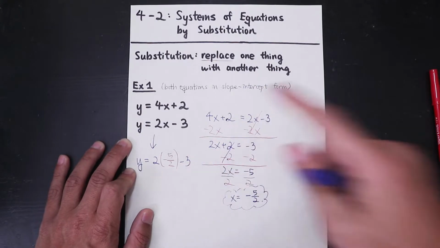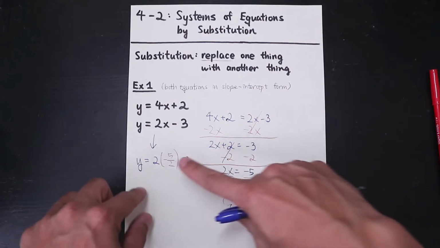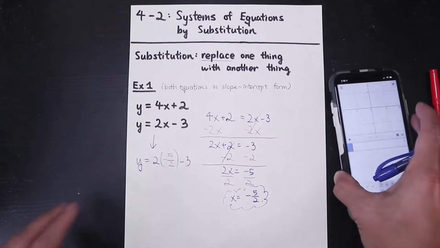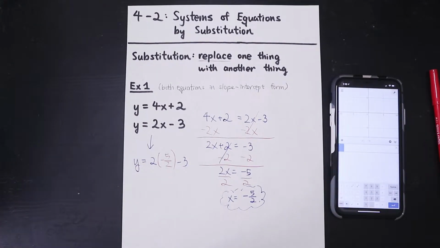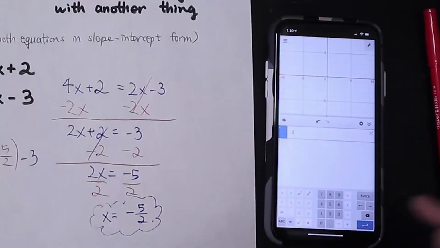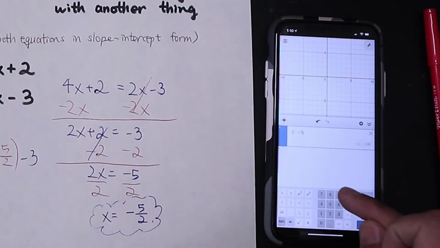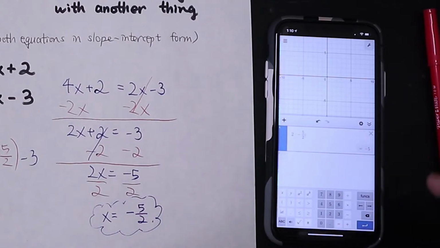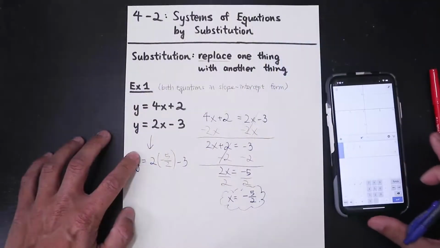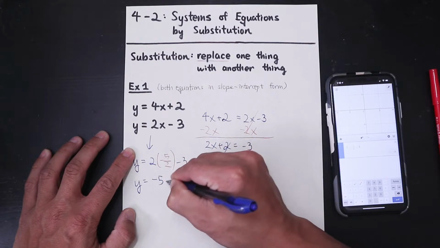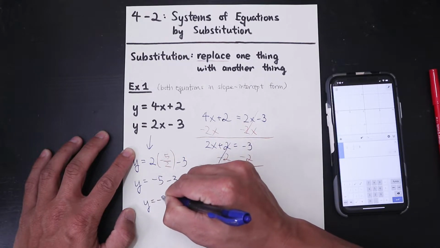Now, if you need help with multiplying fractions, the Desmos app should be able to help you. So I am going to open the Desmos app. On the Desmos app, all I have to do is plug in the numbers. So you're going to put 2 here and then multiply by negative 5/2. And then you do minus 3. And then you get negative 8, right? Now, of course, if you want to show work, 2 times negative 5/2 is negative 5, minus 3. So y is negative 8.